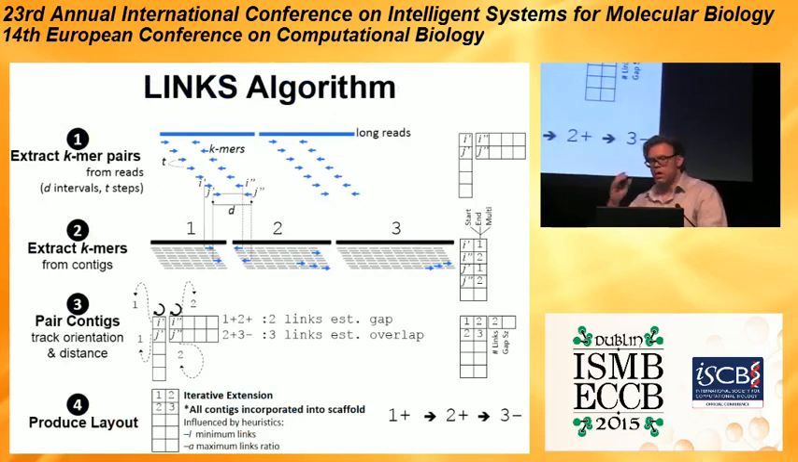So this is a bit of a complicated slide, so I'll try to go step by step. Step one, you extract k-mer pairs from your reads. You choose a distance interval between k-mer pairs. That's the D parameter. And you use a step size to extract all the k-mers. You store that in the hash data structure seen on the right. Then you extract k-mers from your sequence contigs and only store them if you've seen them in the reads.